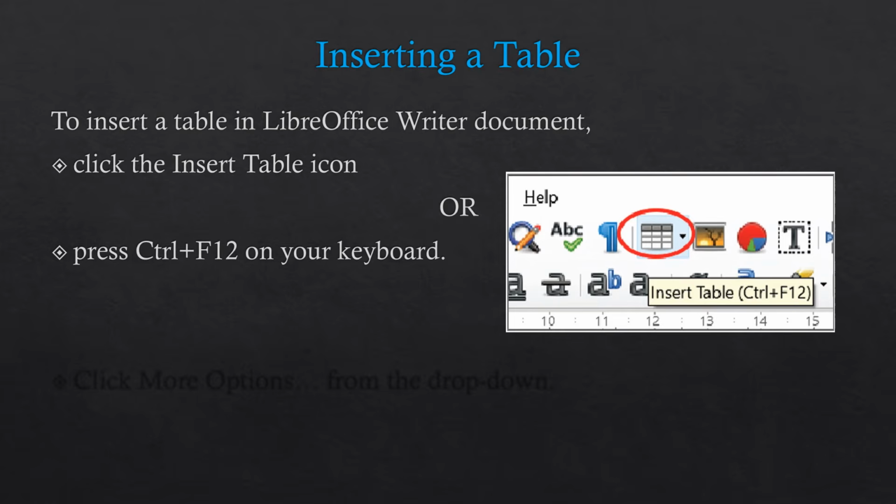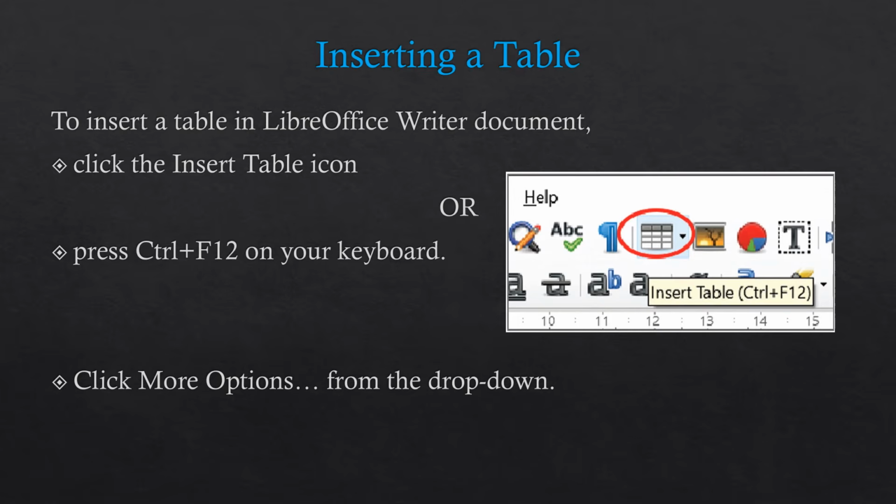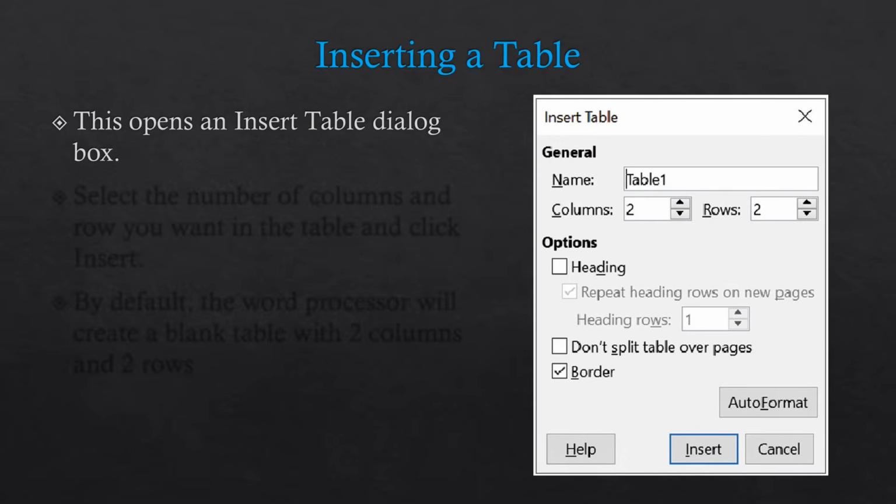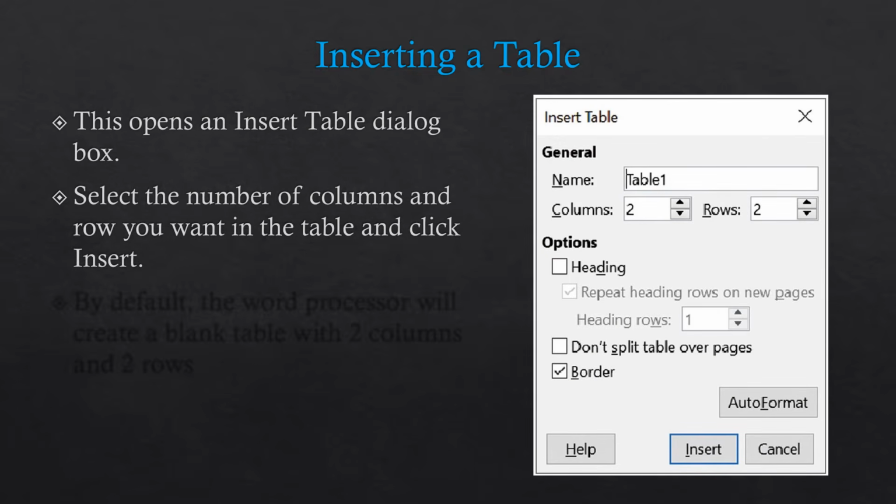Please learn all of them. Here we have to create the table using the shortcut key Control plus F12, and if you want other options, then you can click on More Options from the drop down arrow. Then the Insert Table dialog box will open. You can select the number of columns and rows that you want in the table, and you can also give a name to the table and select various other options. After selecting the required options, you have to click on Insert and the table will be inserted in your document.